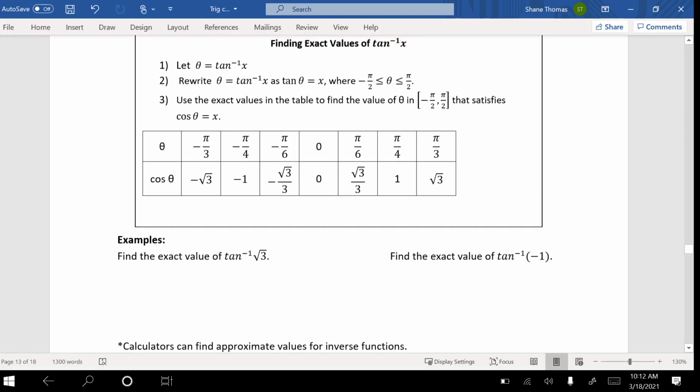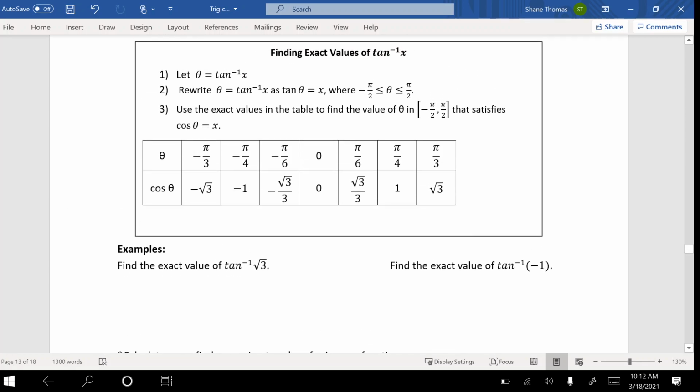Exact value of inverse tangent of root 3. Where do you see root 3? Pi over 3. Bingo. Exact value of inverse tangent of negative 1. Where's that going to be? Negative pi over 4. Bingo. Straightforward, right? And we could use those on lots of problems.